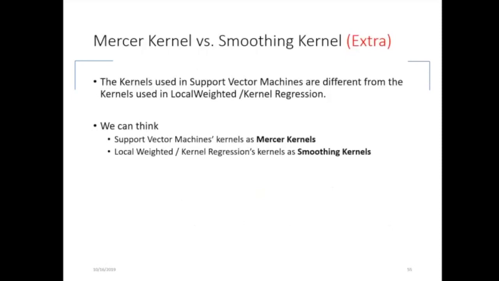All right, you might get confused about this definition called kernel. If you already learned something called kernel regression in some other classes, the kernel here is different from the definition of kernel in those kernel regressions. The support vector machine's kernels are Mercer kernels, and the kernels in kernel regression are called smoothing kernels. This is totally extra, feel free to check it out, but they are actually two different concepts.